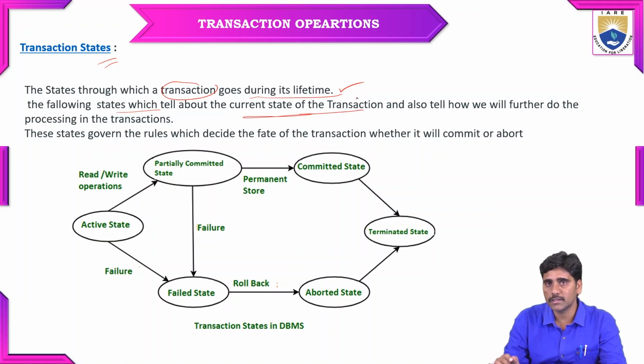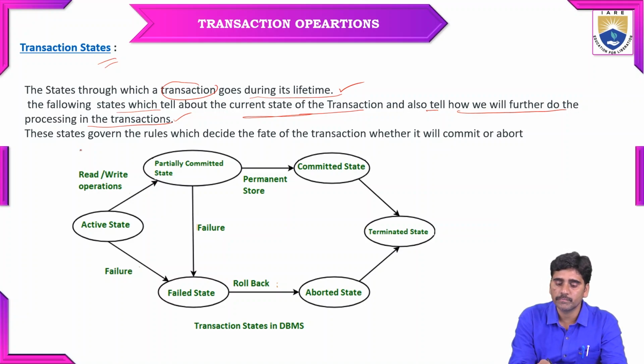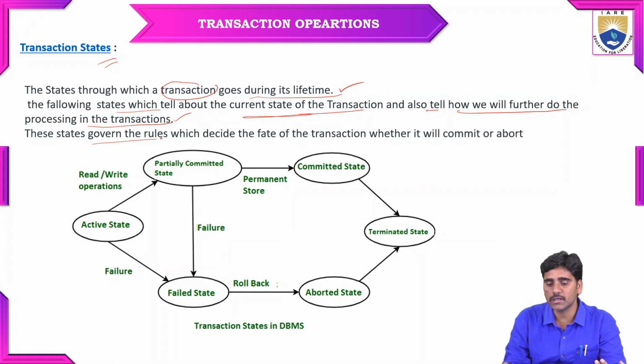So what is the current state of the transaction, and it also tells how we will further do the processing in the upcoming transactions. What is the current state of the transaction and what is the future status of the transaction? That is all you need to know about it. These states govern the rules which decide the fate of the transaction, whether it will commit or abort.